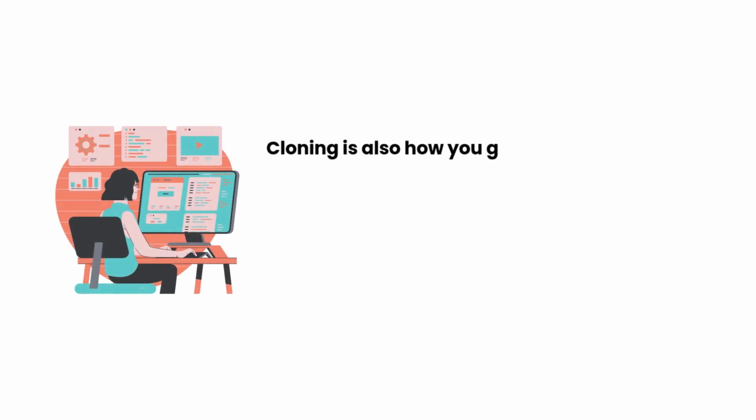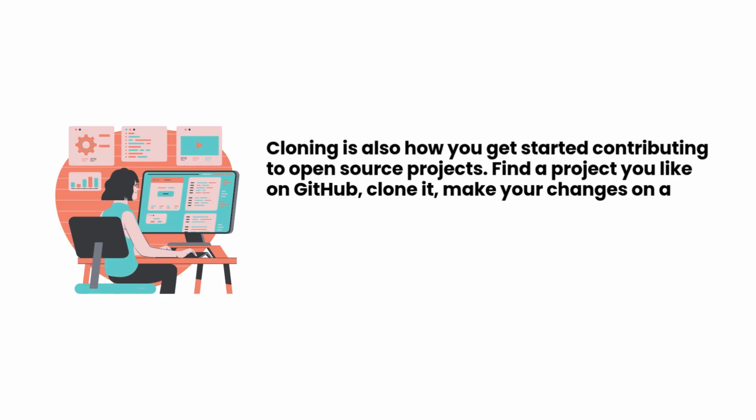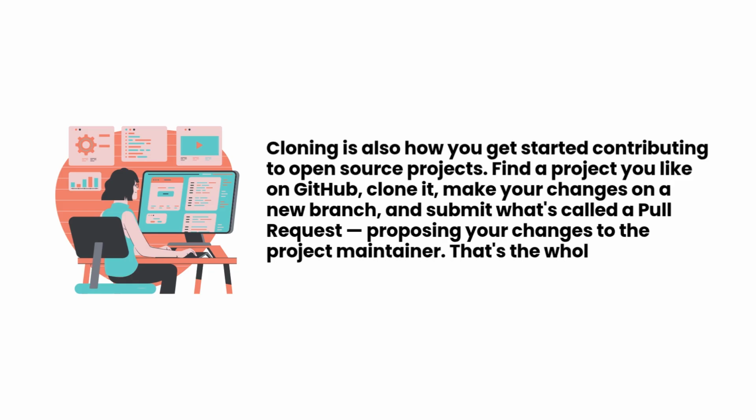Cloning is also how you get started contributing to open source projects. Find a project you like on GitHub, clone it, make your changes on a new branch, and submit what's called a pull request, proposing your changes to the project maintainer. That's the whole open source contribution workflow in a nutshell.